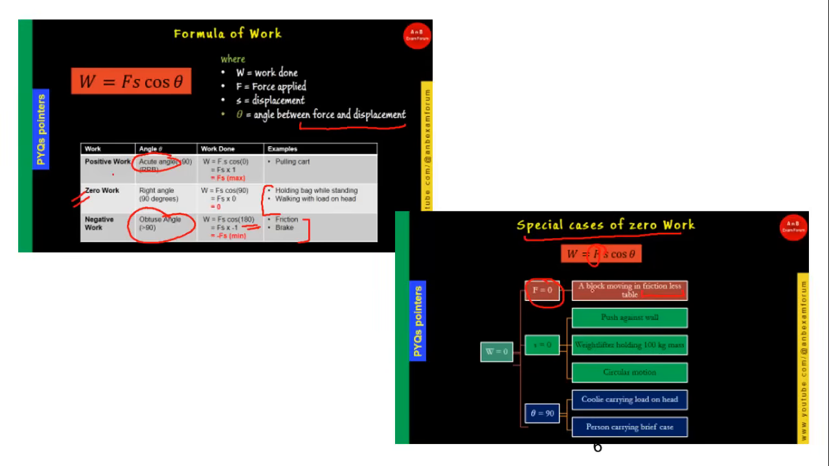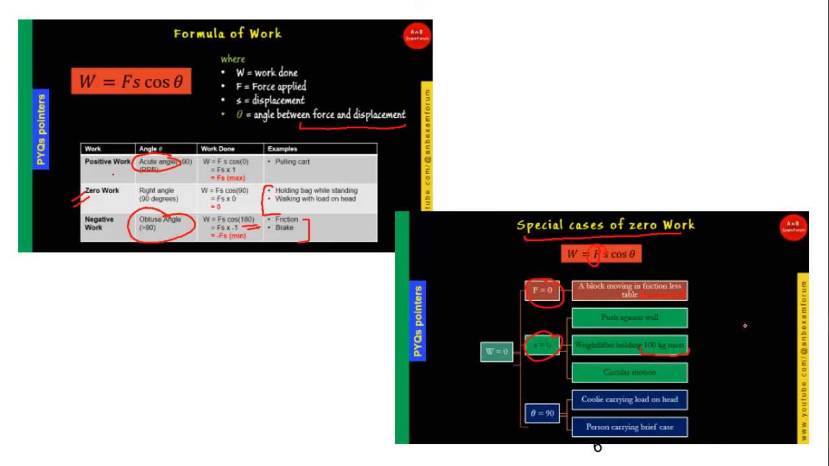Okay. The next one, S is zero. S is displacement. If displacement is zero, work done is again zero. Suppose a person is pushing a wall and he is not able to move the wall, then work done will be zero. The next one, a weightlifter holding 100 kg. It looks like he is doing some work, but he is not moving at all. He is holding that mass, so displacement is not there. Again, in that case, work done is zero. Remember, in physics work done is zero.